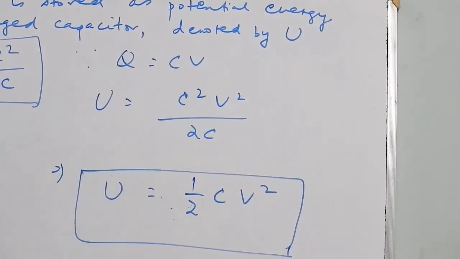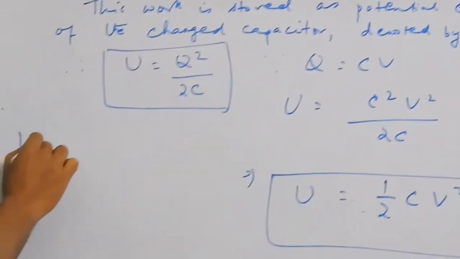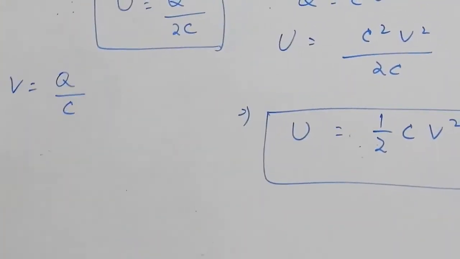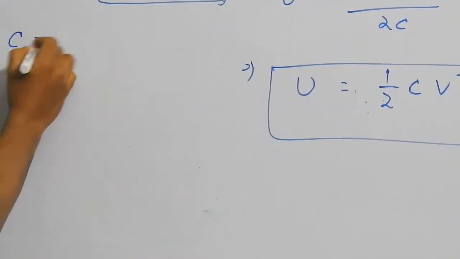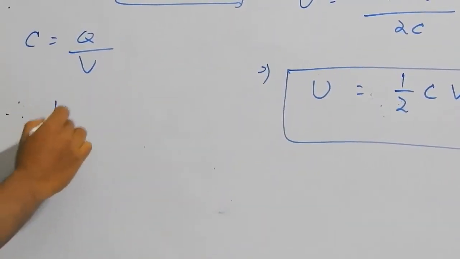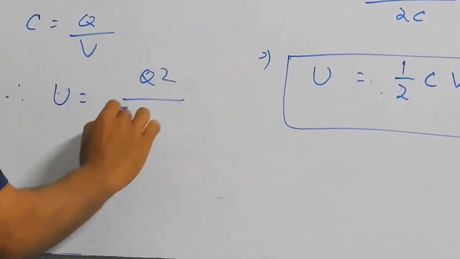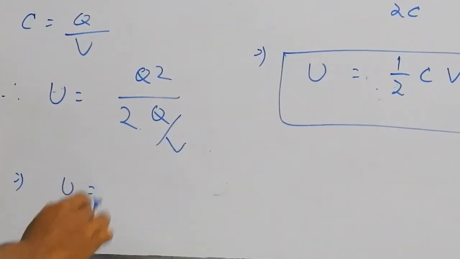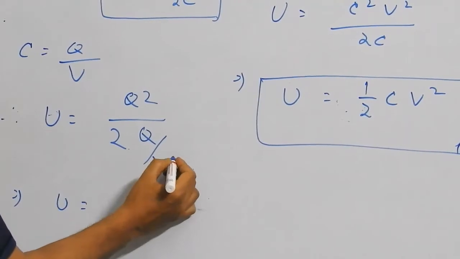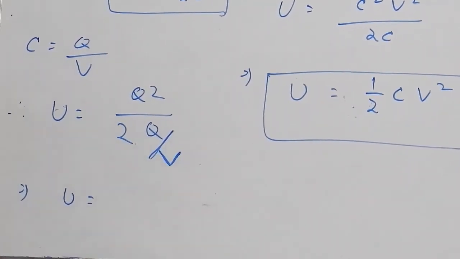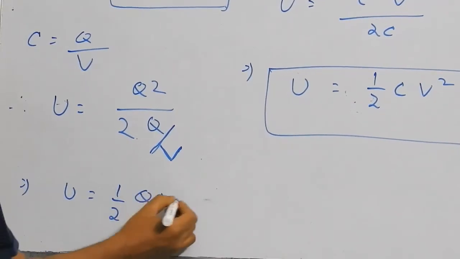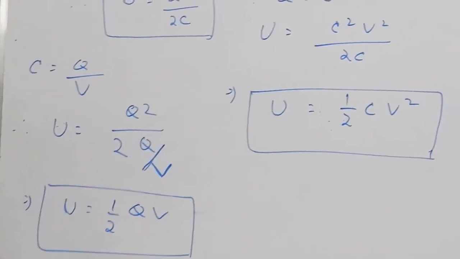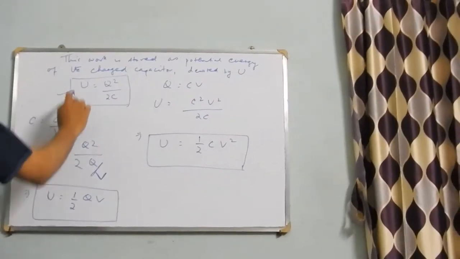Like we could have written in terms of V also. Now from Q equal to CV, I can write V equal to Q by C. So if I try to replace C, I can write C equal to Q by V. So therefore this U will become Q square by twice of, instead of C, Q by V. So what we get is a Q cancels out and this V goes to the numerator. So half into Q into V. Another expression for the potential energy is half into Q into V. So either this one is used or this one or this one.